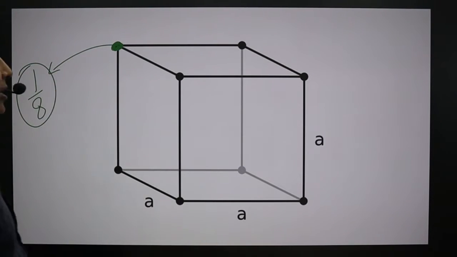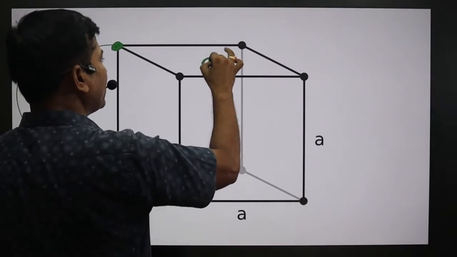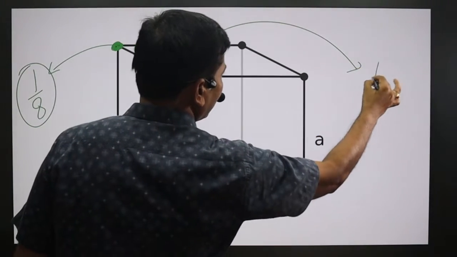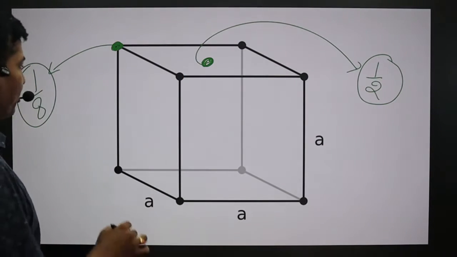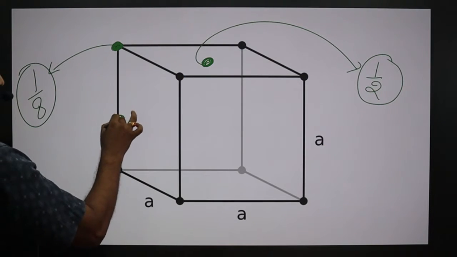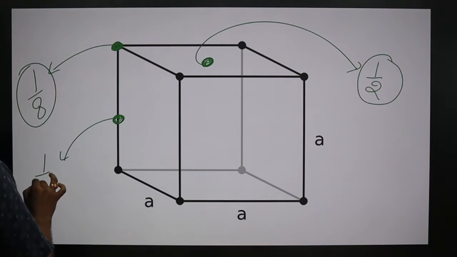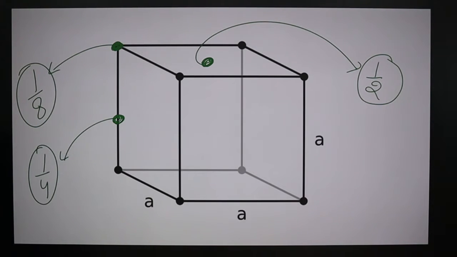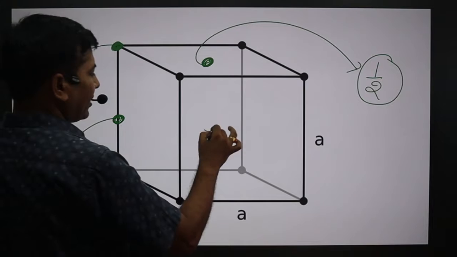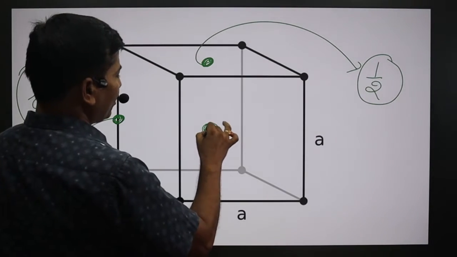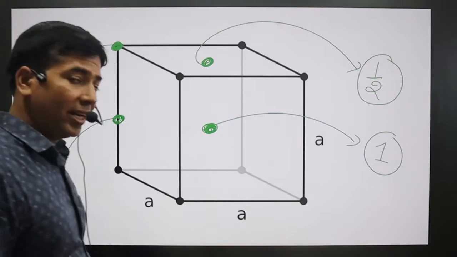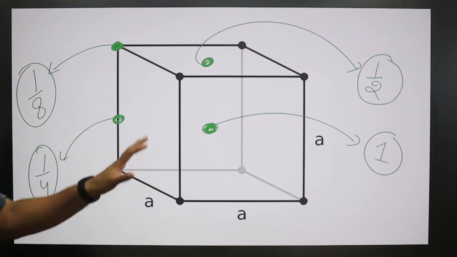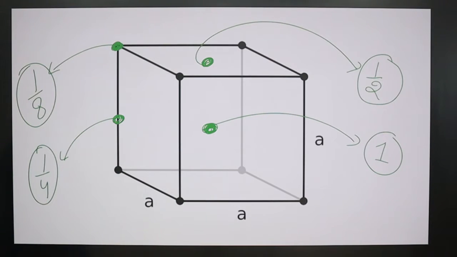And in case if the atom is present at the face of the unit cell, its contribution is always taken 1 by 2. And if the atom is present at the center of the edge length, its contribution is always taken 1 by 4. And in case if the atom is present at the center of the unit cell, its contribution is always taken 1. That is how we can calculate the number of atoms present in a cubic unit cell.